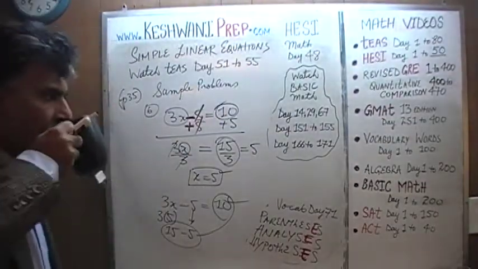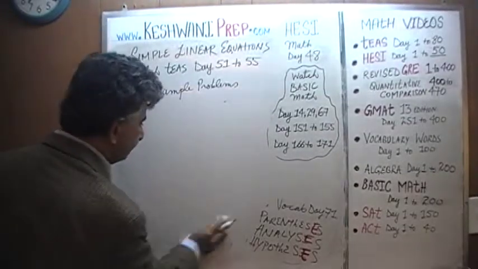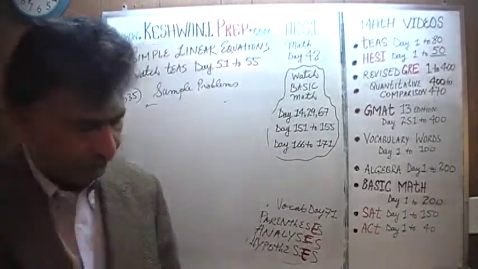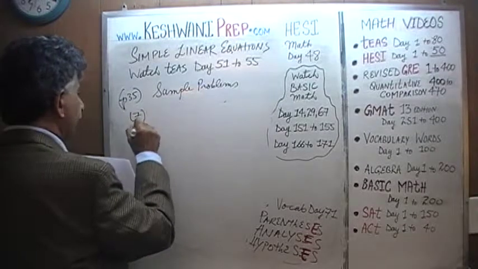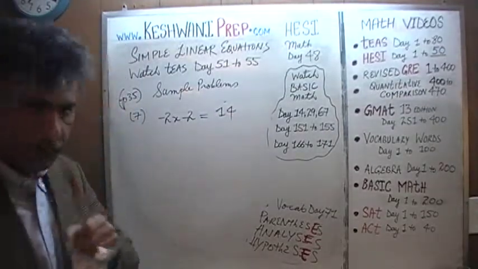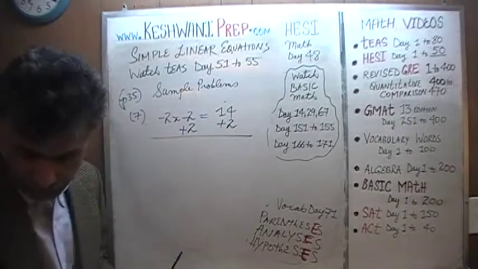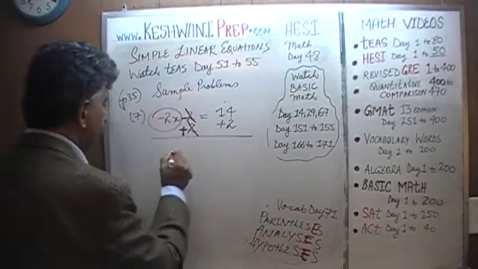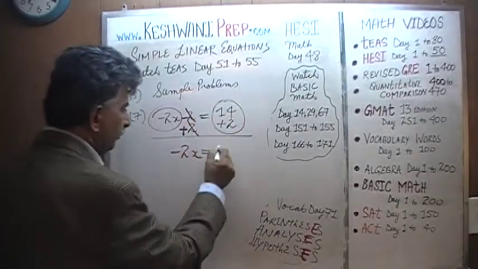Let's do the next one, number 7. Problem number 7 says negative 2x minus 2 has to equal 14. Watch what happens. We're going to add positive 2 to both sides, so that this negative 2 and this positive 2 kill each other. And we end up with negative 2x equals 14 plus 2, which is 16.